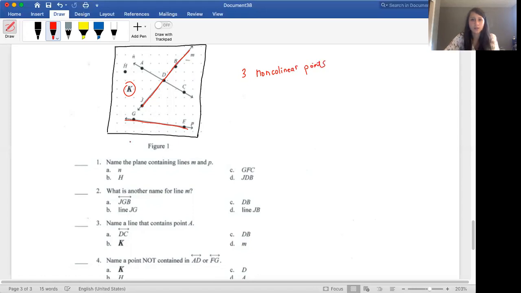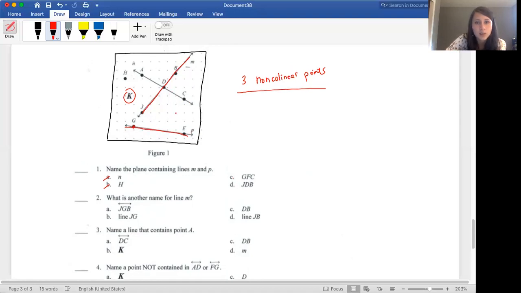Let's take a look at our answer options. Do I have the K as an option? No, I don't. So I think I'm going to have to use 3 non-collinear points as my possible answer. Immediately, this isn't going to work and this isn't going to work because those are points and lines. I can't use those to name my plane. Okay, so let's look at C and D. C is GFC. GF, where's F? Is there an F here? I don't even see a point F. And C. So those are my options.